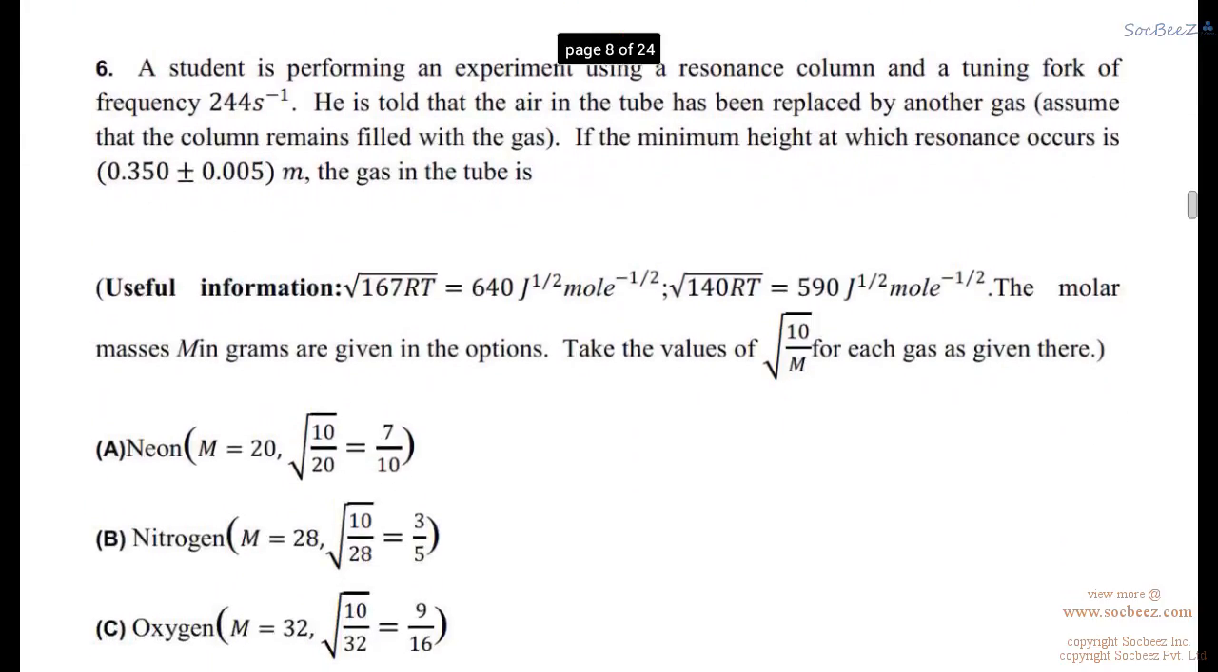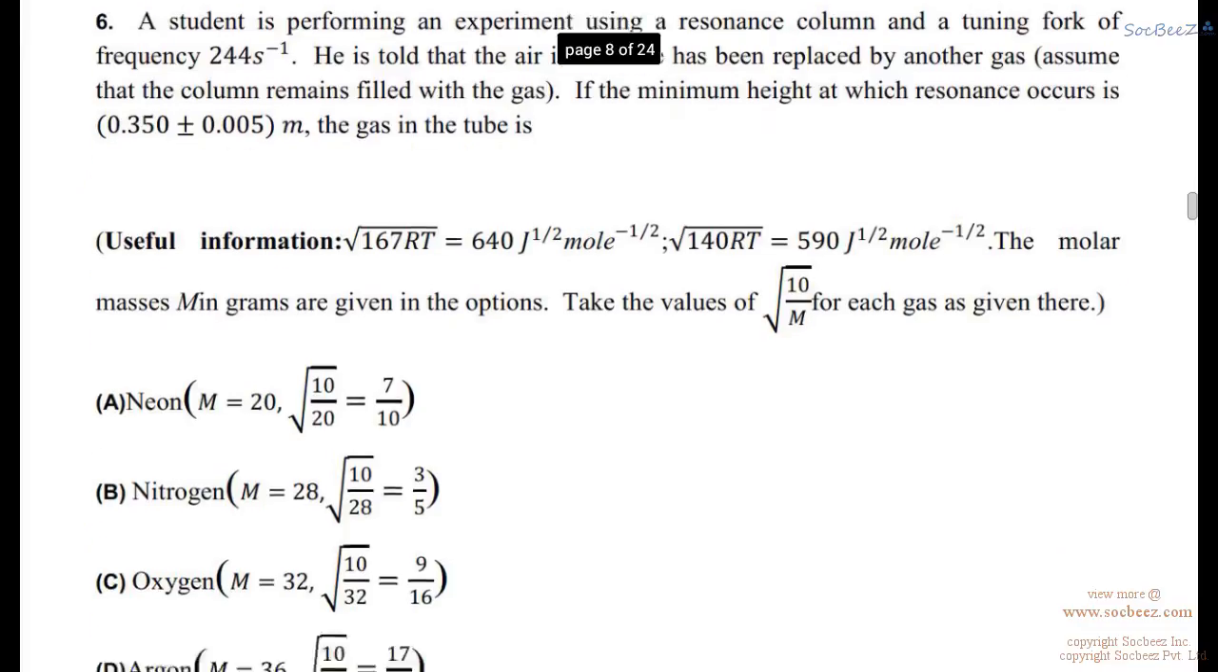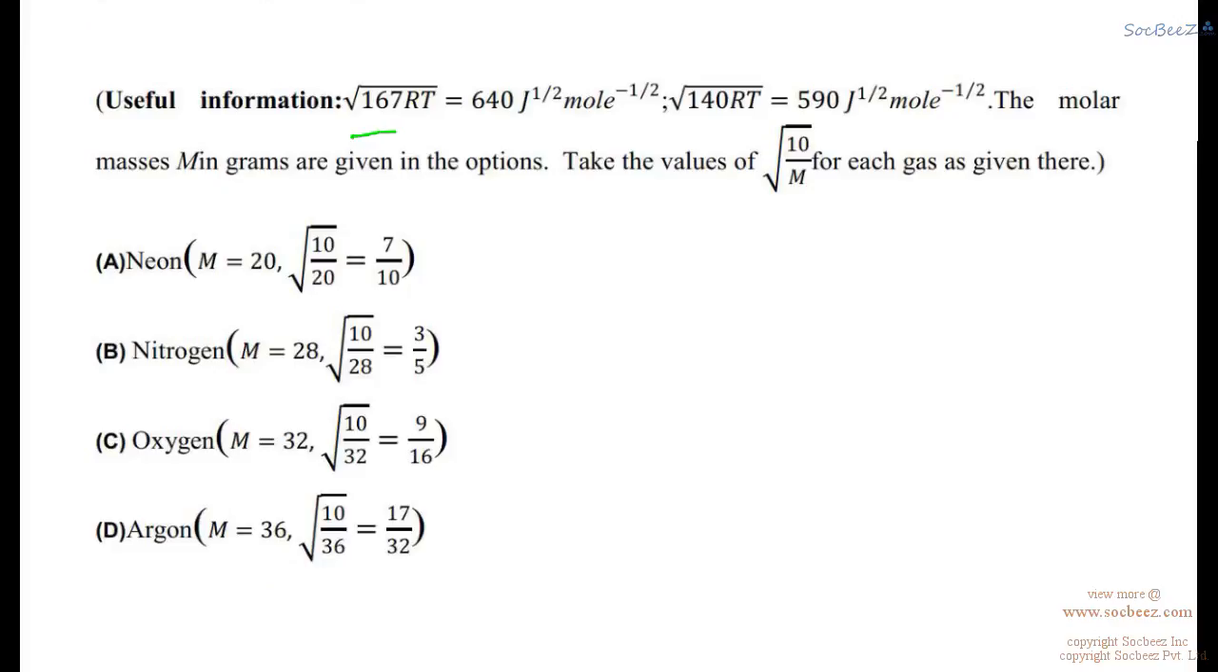A student is performing an experiment using a resonance column and a tuning fork of frequency 244 per second. He is told that the air in the tube has been replaced by another gas. Assume that the column remains filled with the gas. If the minimum height at which resonance occurs is 0.350 plus minus 0.005 meter, the gas in the tube is, with the given approximations: neon, nitrogen, oxygen, or argon.